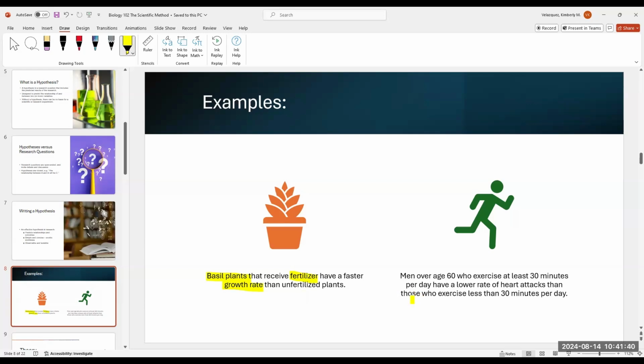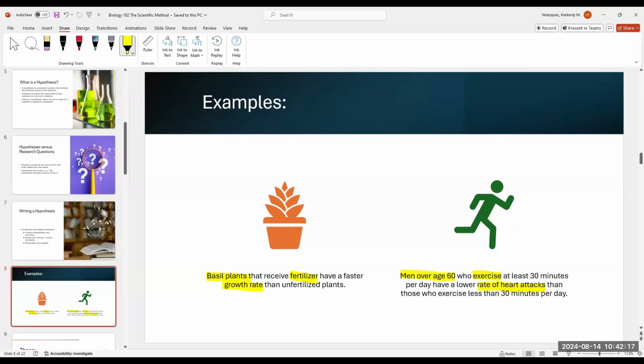It's saying that the fertilized plants are going to have a faster growth rate than the unfertilized plants. Here's another one. Men over age 60, that's a very specific group of people, who exercise at least 30 minutes per day have a lower heart attack rate than those who exercise less than 30 minutes a day. So it's really looking at the effects of exercise on rate of heart attacks. And it's in a specific group of people, and it's really defining what that exercise means. So this is a very specific question. The researchers would then design an experiment to test this hypothesis, and this would be the whole basis for their research.